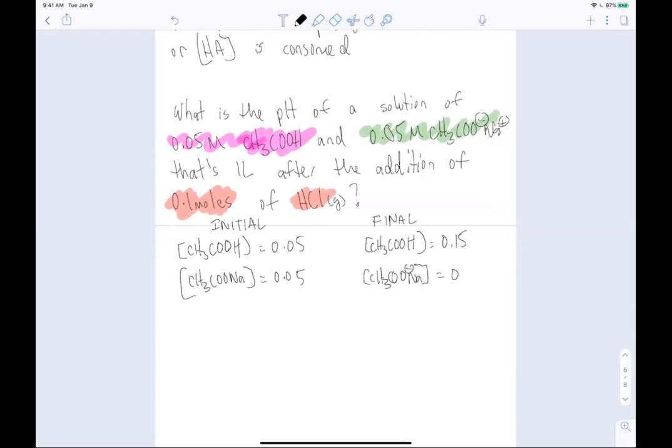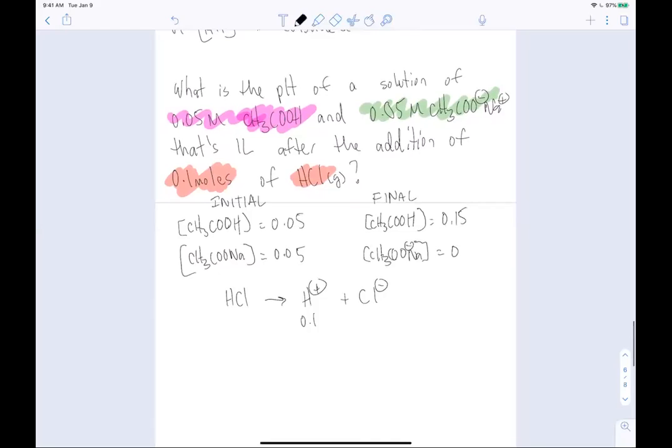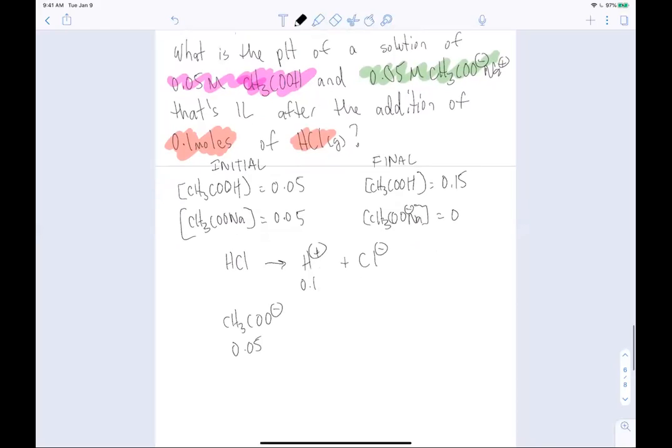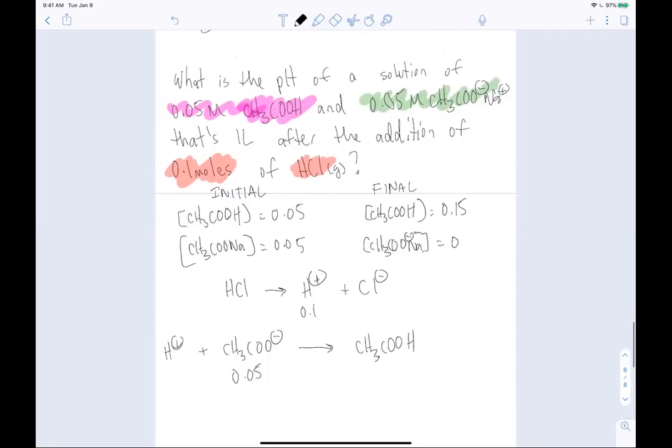You can write out the reactions if you want. That's where I would start, because I'm a chemist. But it's however you want to keep track of things bookkeeping-wise. I've added in 0.1 moles of this, and so I have to look at the neutralization reaction that happens there. If I started out with 0.05 of this, all of that is going to be consumed by the H plus. Oops.